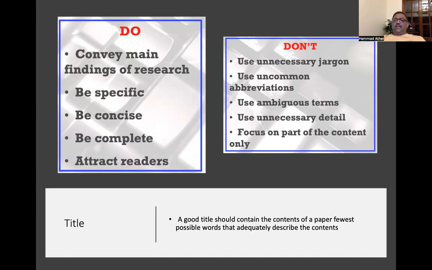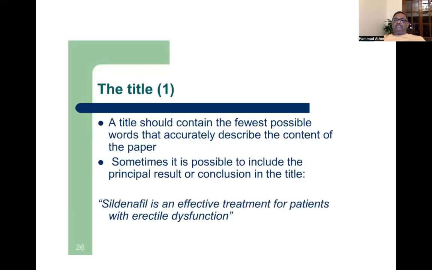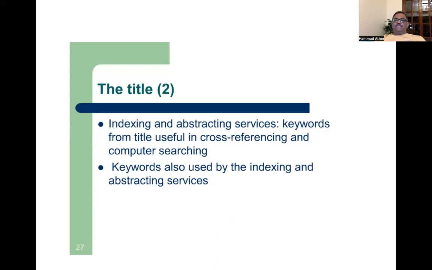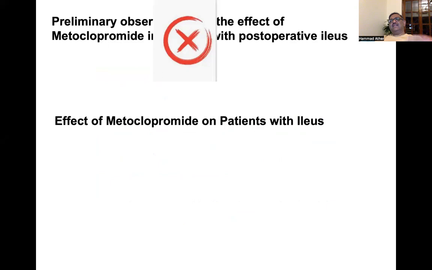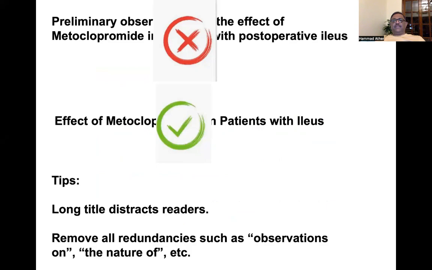A good title should contain the contents of the paper in the fewest possible words that adequately describe the contents. For example, "Preliminary observation of the effect of metoclopramide in patients with post-operative ileus" is not a good title. Whereas "Effects of metoclopramide in patients with ileus" is concise, and it communicates all the essence of the first title but in fewer words, and this is considered better.